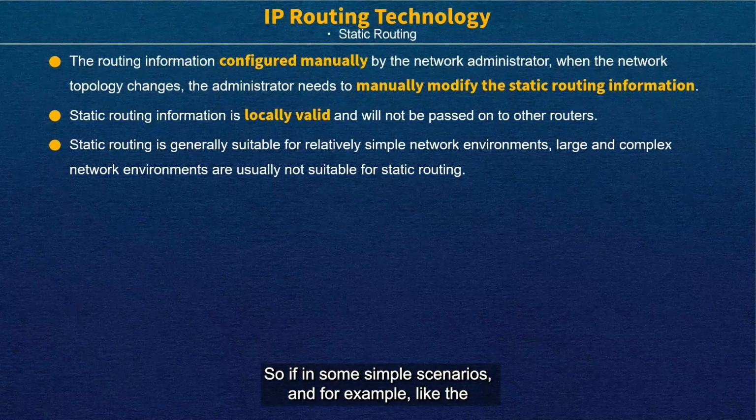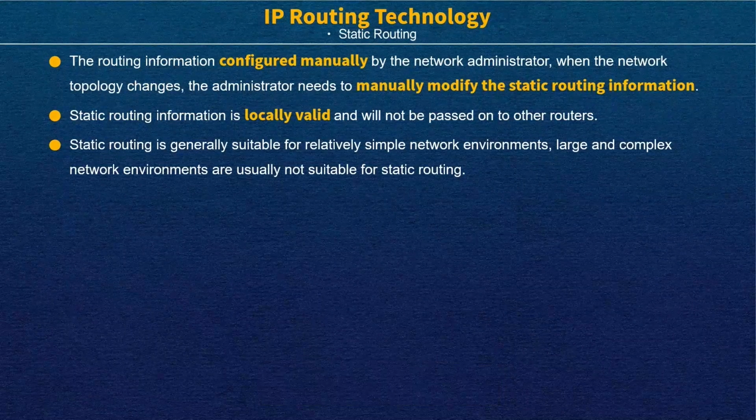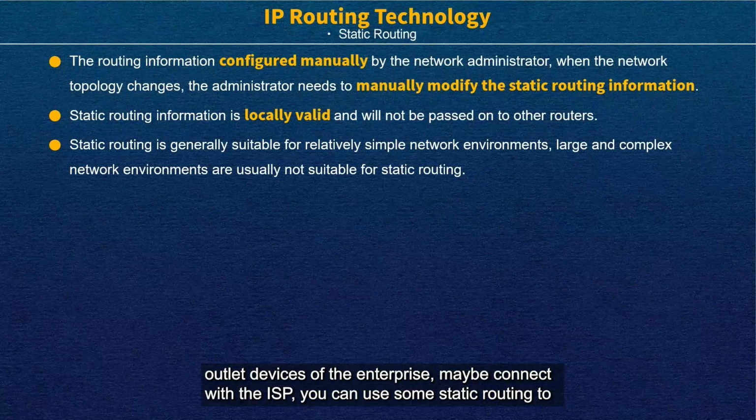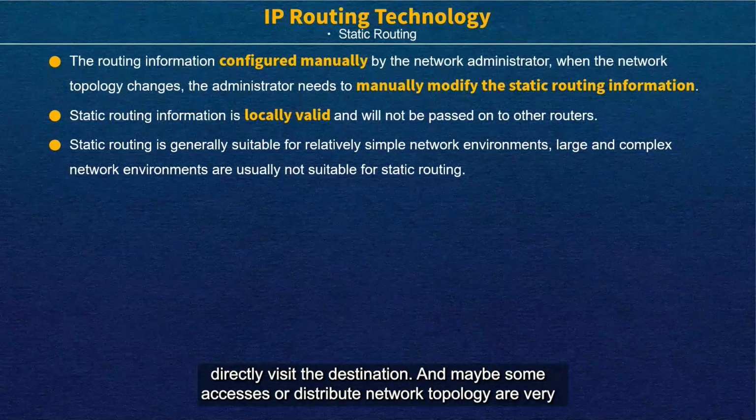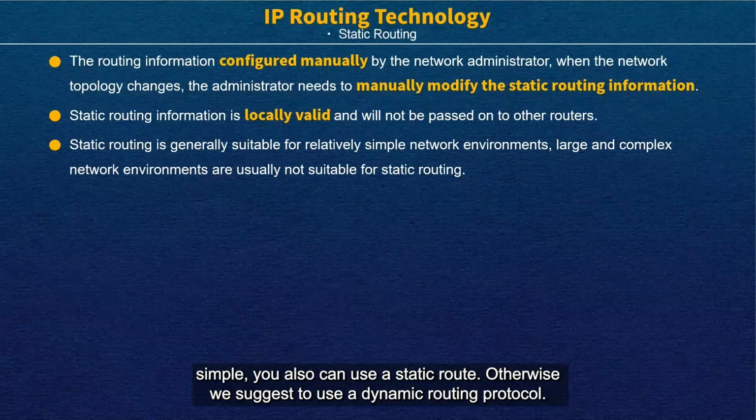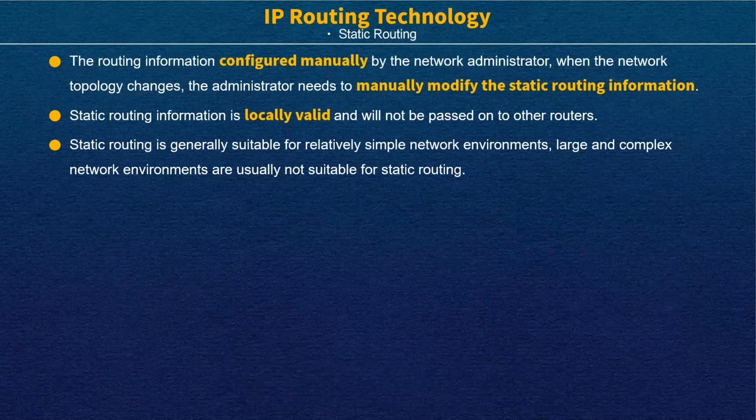So in some simple scenarios, for example, the outer devices of an enterprise connecting with the ISP, you can use some static routes to directly reach the destination. And if some access or distribution network topology is very simple, you can also use static routing. Otherwise, we suggest using a dynamic routing protocol.